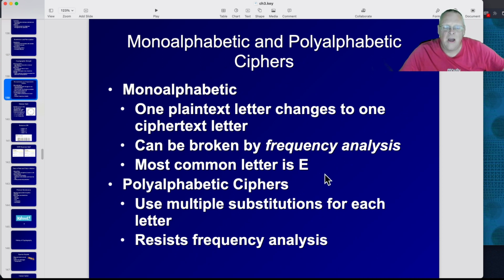Polyalphabetic ciphers prevent this by using a system where if the same letter occurs again, it will be changed into a different letter the second time, a different letter the third time, and so on. That will prevent frequency analysis, or at least make it less efficient.